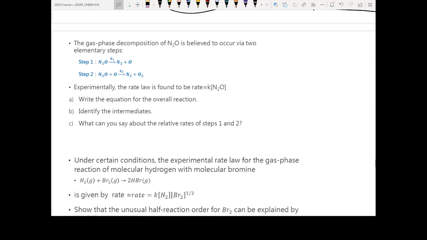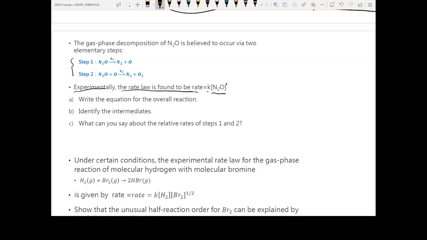So a gas phase decomposition of N2O5 is believed to occur in 2 elementary steps, step number 1 and step number 2. And they say experimentally the rate law is found to be rate is equal to K times N2O5 to the first power.